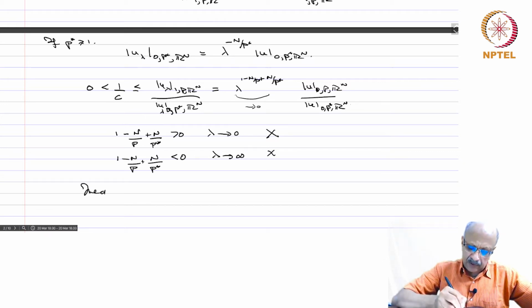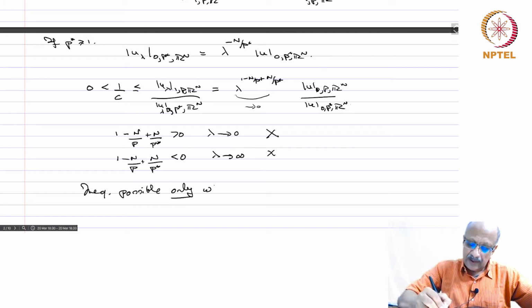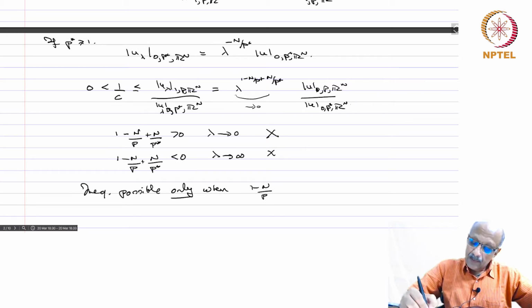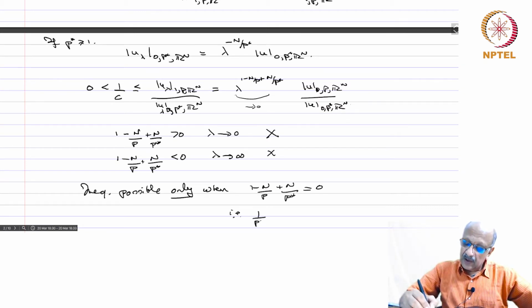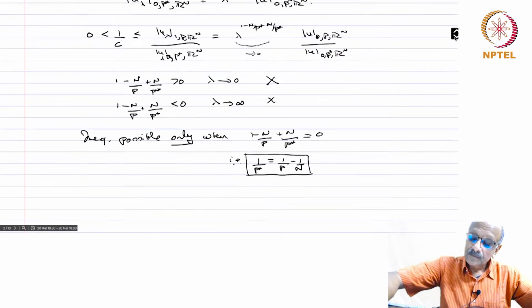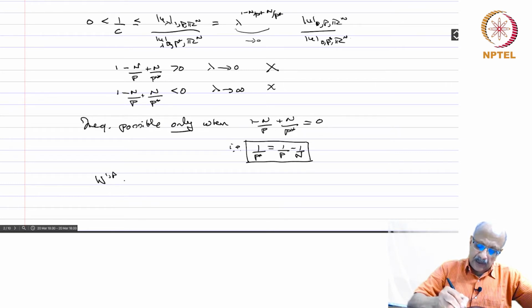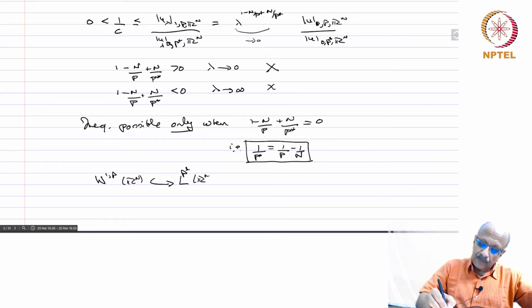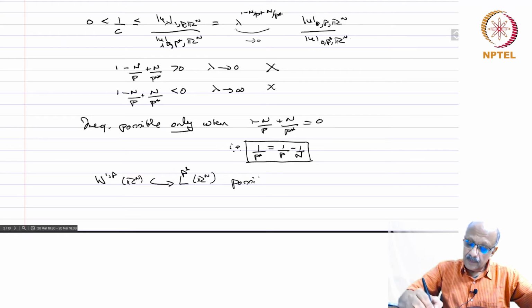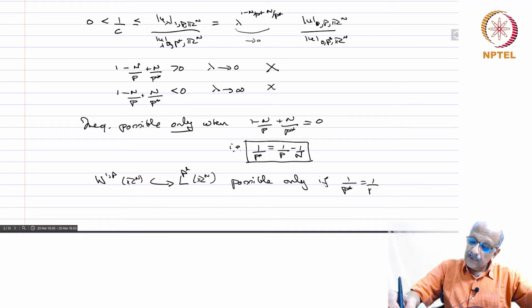Therefore, the inequality is possible only when 1 − n/p + n/p* equals 0, that is 1/p* = 1/p − 1/n. So this is the defining relationship for p*. So if at all you get W^{1,p}(R^n) and you want to show that it is in L^{p*}(R^n), it is possible only if 1/p* = 1/p − 1/n.